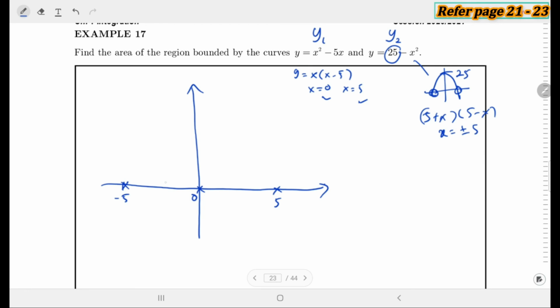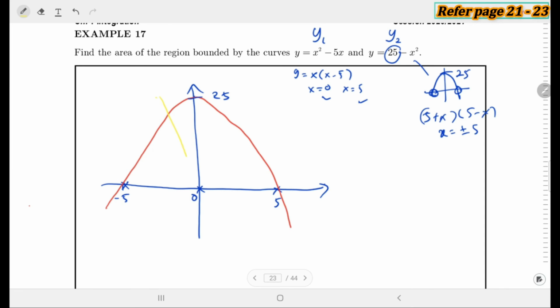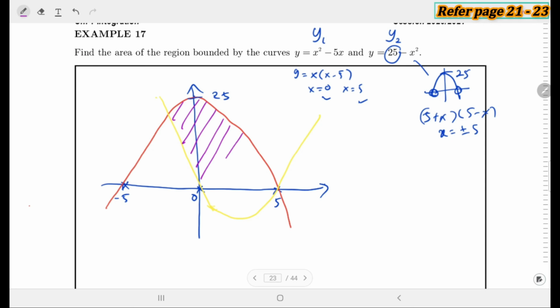Okay, I'm going to sketch y2 first, 25, and y1, which is the positive quadratic, x squared minus 5x. We are taking the yellow one. The graph is smiling, which will hit 0 and 5. Something like this. Now the region bounded by these two curves must be bounded by these two colors, red and yellow. So we can see obviously the region is here, bounded by the two colors, yellow and red.